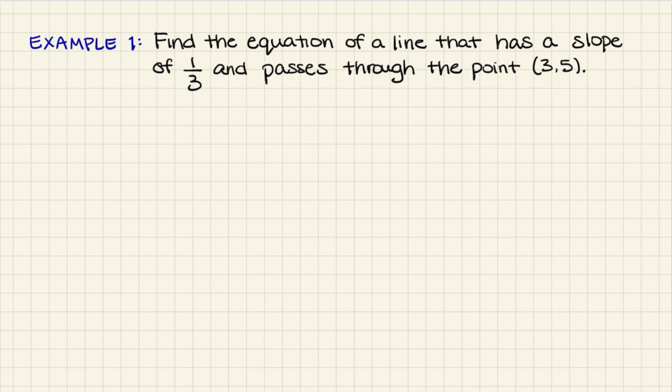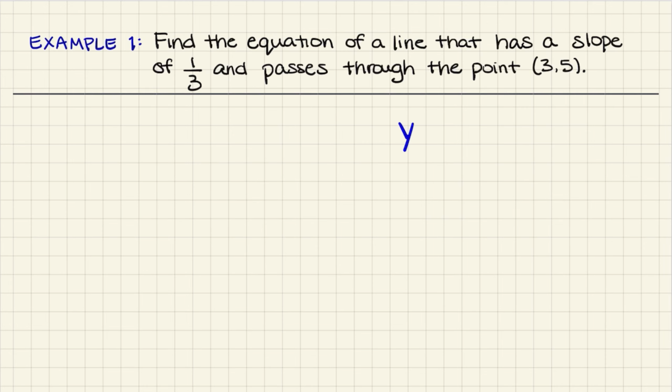So our first example asks us to find the equation of a line that has a slope of 1/3 and passes through the point 3, 5. And generally we want to get our equation in slope-intercept form. To do that, we're going to need to use the equation y minus y1 equals m times x minus x1.